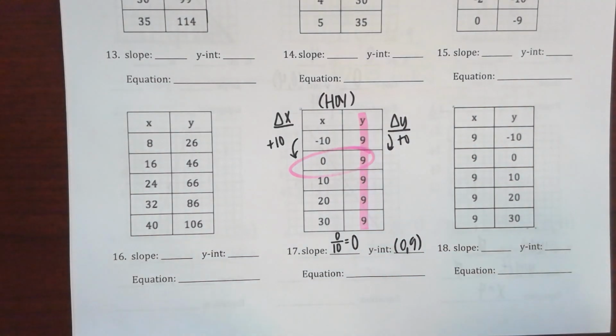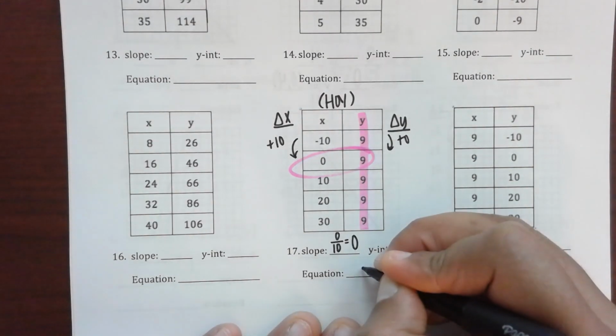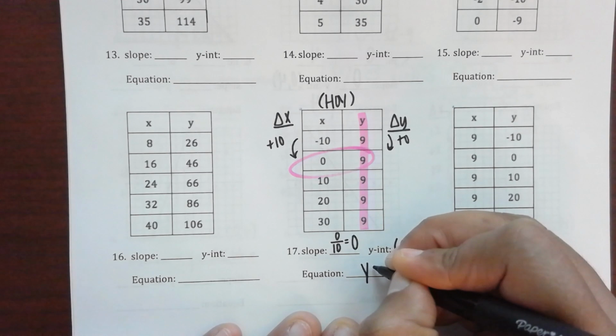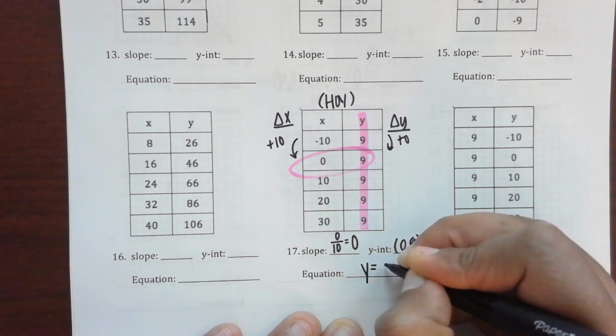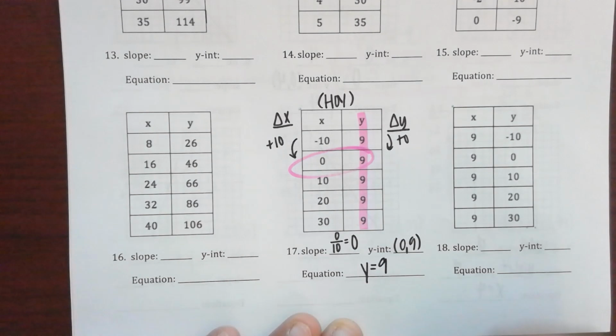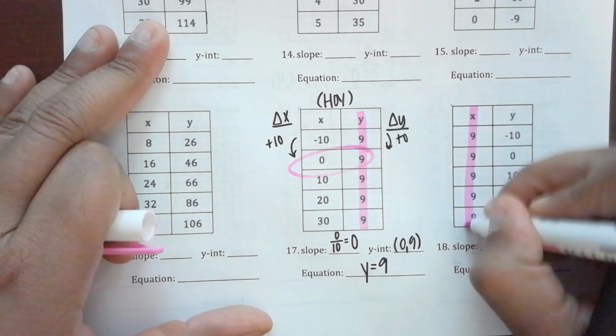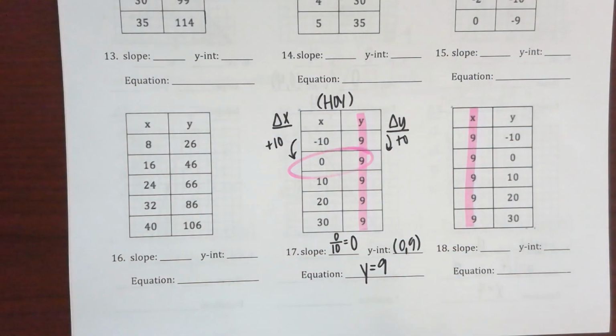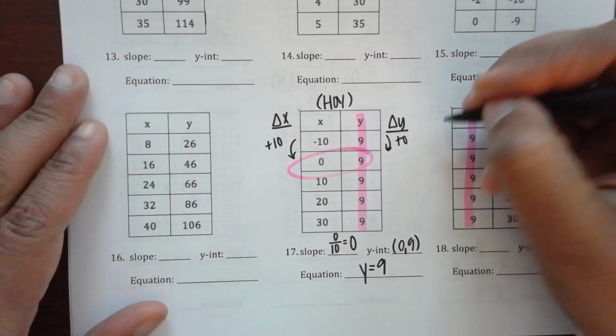So how do I write this as an equation? y equals 0? No. x equals 9. Duh. I'm going to keep saying duh because hasn't that already been taught? Look at 18. Is that that hard? No, it's not. It's the same thing flipped.